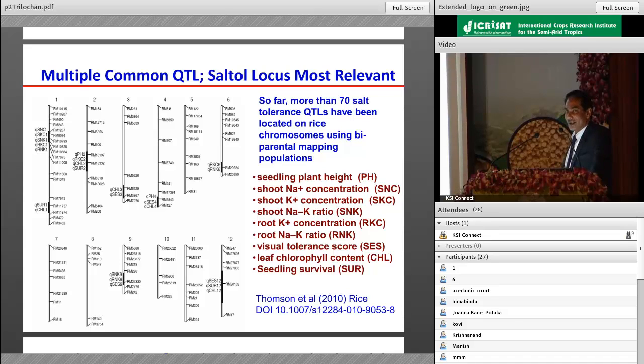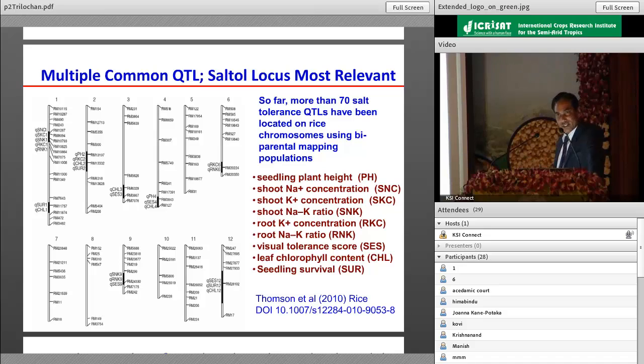For instance, this one largely corresponds. This is the Saltol locus on chromosome 1, and similarly on chromosome 4, and similarly on chromosome 6. So these three correspond to the ones which have been reported earlier. And similarly, there are several other papers, and we did find correspondence with the QTLs reported earlier based on biparental mapping populations, and that provided confidence to us that whatever mapping we did, it does work, although only 220 individuals were used and a 6K chip was used.